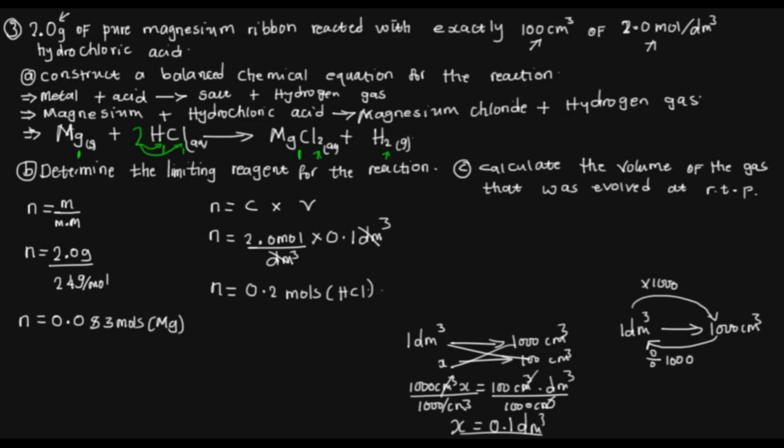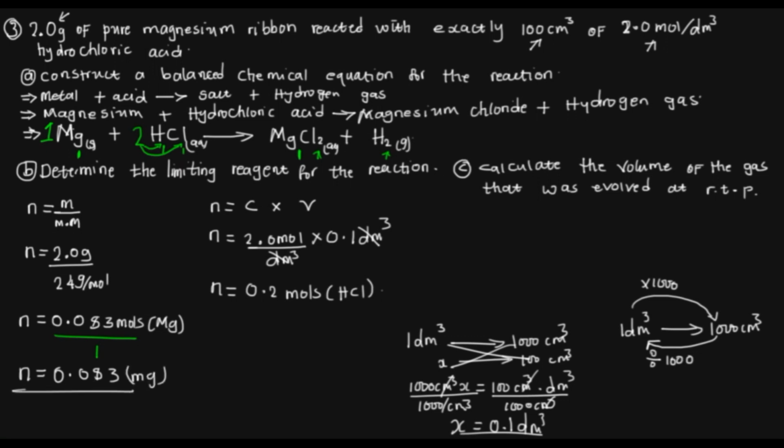Now, after finding the number of moles for each reactant, we are going to divide each reactant by its coefficient. So what we mean is, let's look at the coefficient for magnesium. The number in front of magnesium is 1. So we are going to divide this by 1. So we can see that number of moles now is equal to 0.083. Nothing will change since we are dividing by 1.